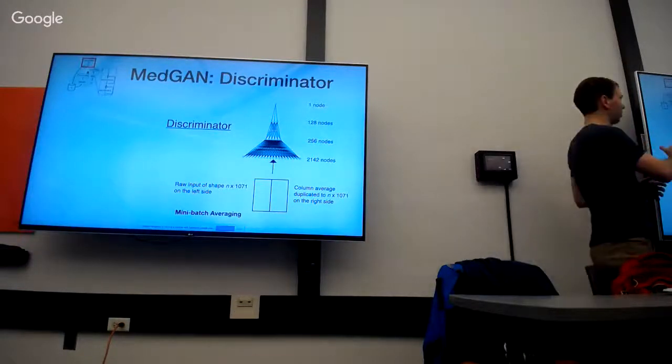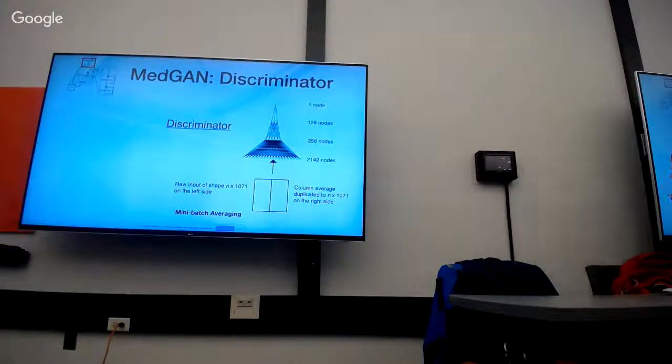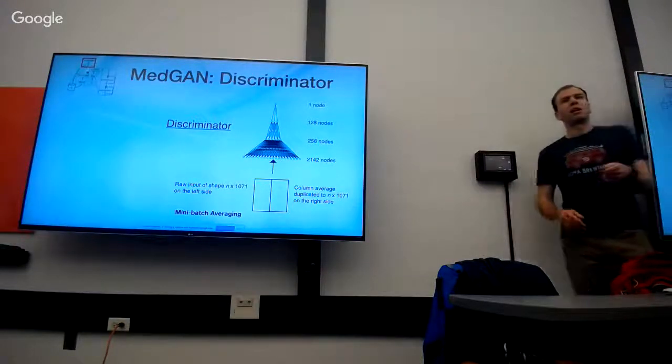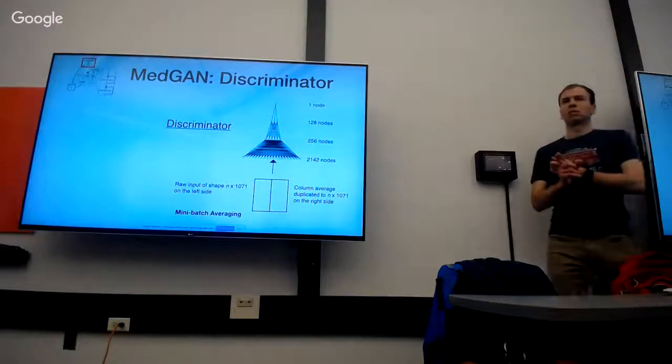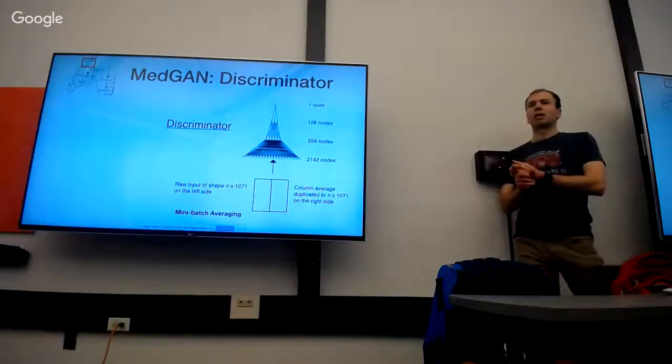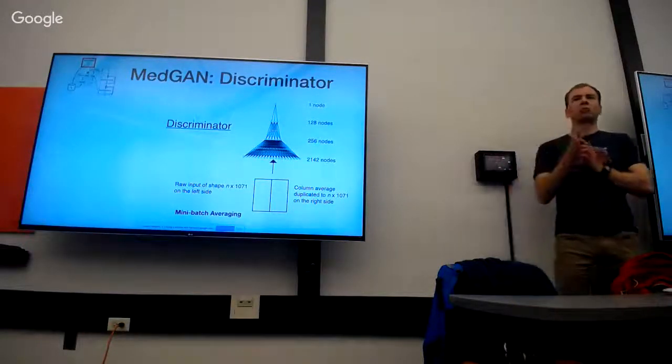So on the left side we have the true data, and on the right side every one of these rows is just the average of all of the rows. And the idea there is twofold. One is that it, you mean each column entry in a row is the... yes. So all the columns are uniform.